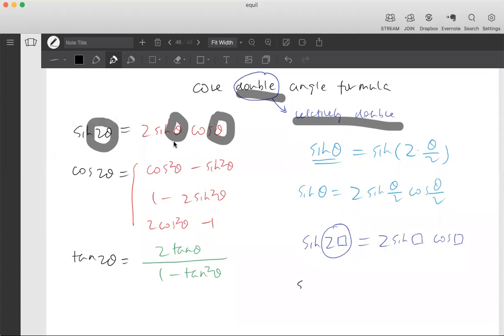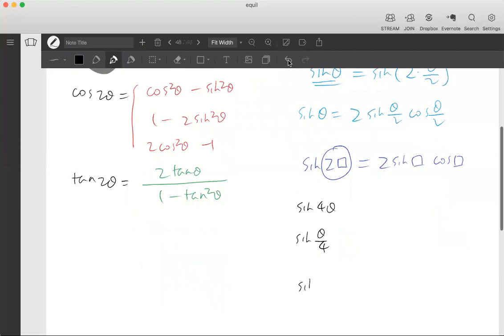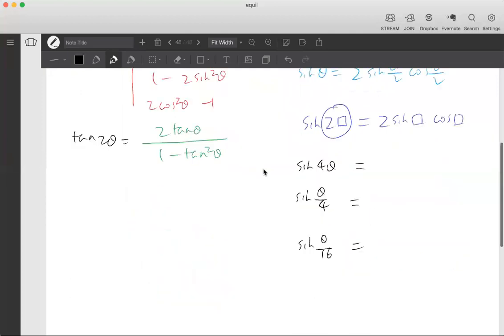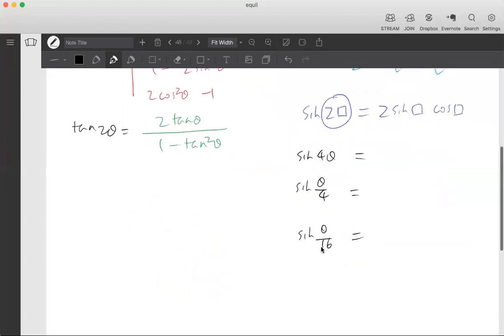So you have a double angle formula for sine 4 theta. You have a double angle formula for sine theta over 4. You have a double angle formula for sine theta over 16. They all have double angle formulas. So don't restrict yourself, only knowing how to use double angle formulas when you see sine 2 theta, and not knowing when you see the rest. That's not really good. You need to recognize anything you can use double angle formulas on.